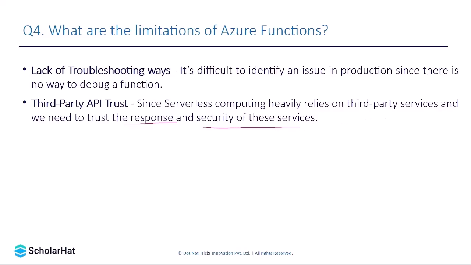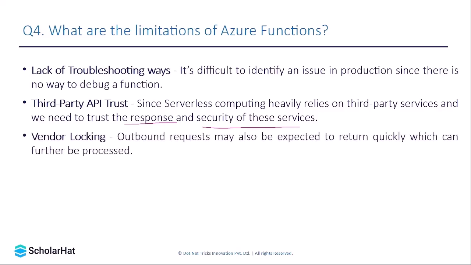The third limitation of an Azure function could be vendor locking. As an Azure function relies on third-party services, if a third-party service is not giving a response in an estimated time frame, there might be a delay in the response of the original Azure function, which cannot be further processed. So this vendor locking can also be considered as one of the limitations of an Azure function.